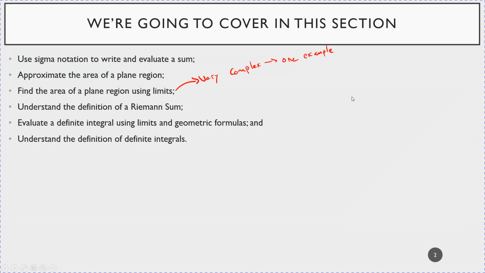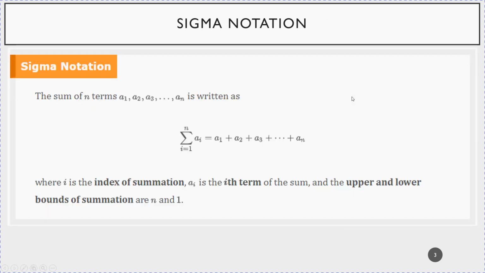Let's first talk about sigma notation. Sigma notation is the notation of a sum. The sum of n terms, where a sub 1 is the first term, a sub 2 is the second term, a sub 3 is the third term, all the way to a sub n. n could be 5, it could be 10 terms, it could be 100 terms. It is written with a capital sigma in the Greek alphabet, so it's the sum, and it says i starts at 1 and goes to n.